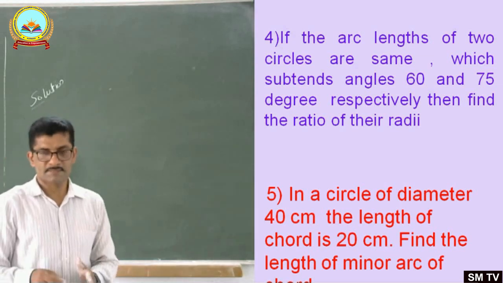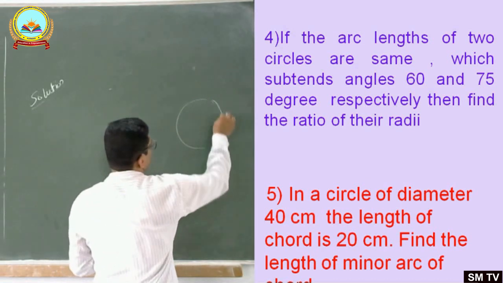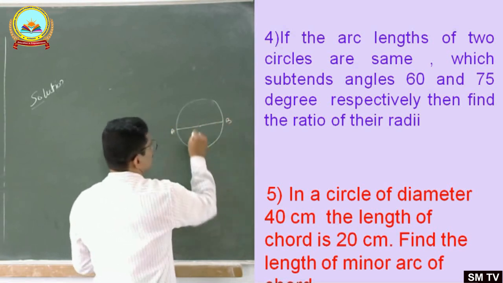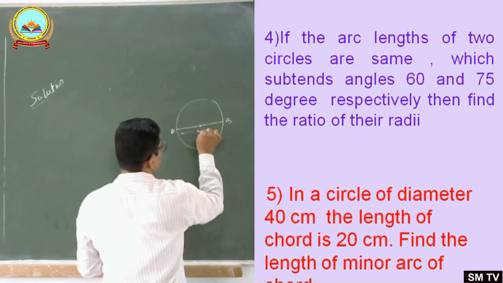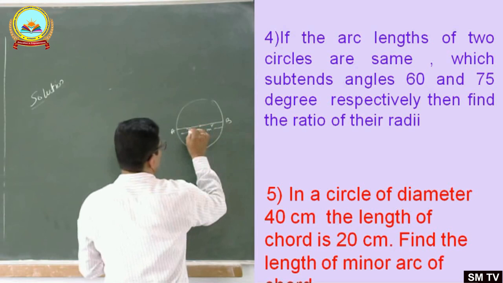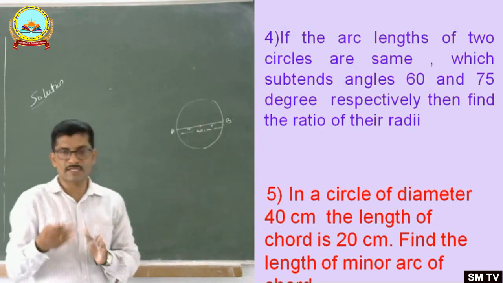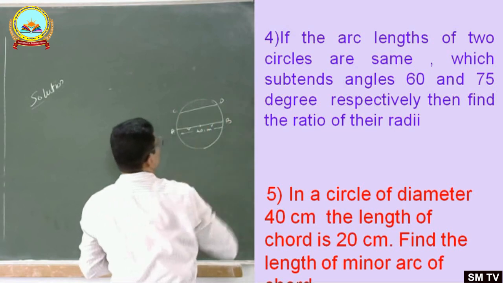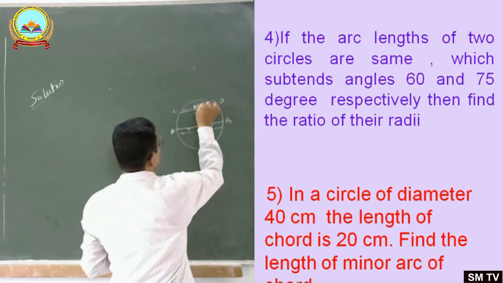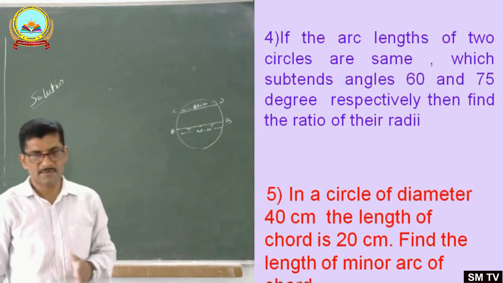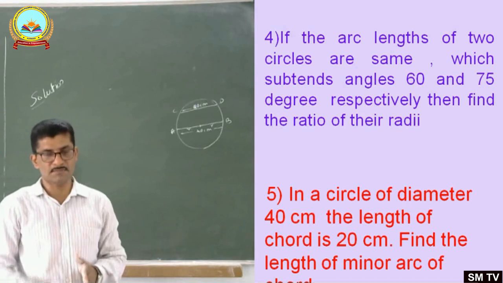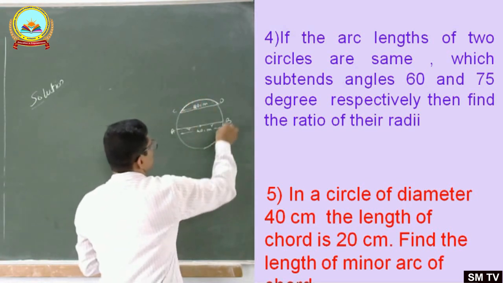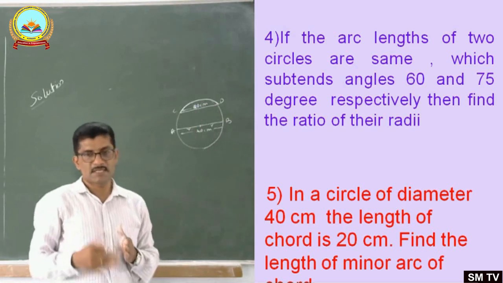First understand the question. Given that it is a circle with a center, the diameter means a chord passing through the center. The length of the diameter is given as 40 centimeters. This is a radius, this is also a radius. The diameter is exactly equal to twice the radius. And one chord is given, this one is CD. Its length is equal to 20 centimeters. Find the length of the minor arc of the chord. This one is the minor arc, the minimum length of the chord. And this length is called the major arc of the chord, the maximum length.